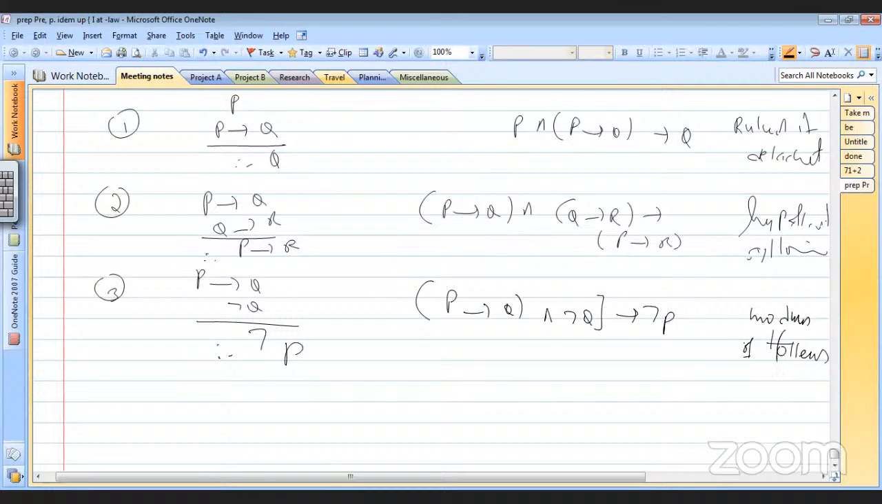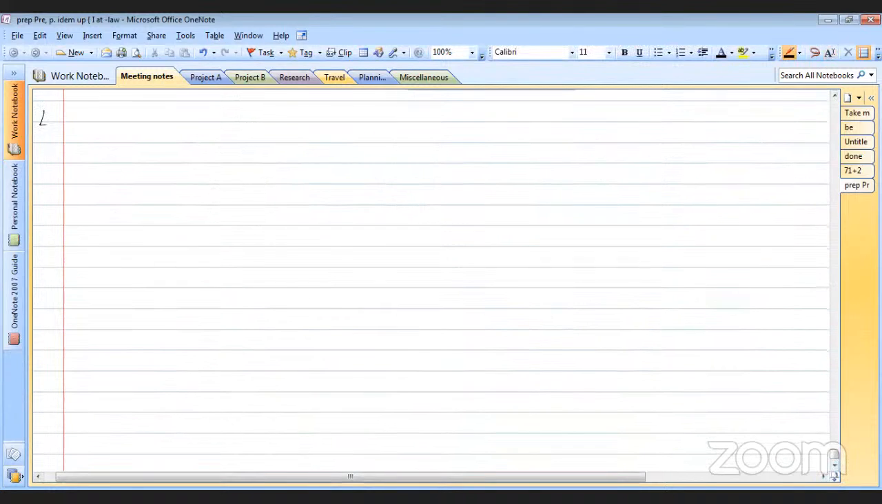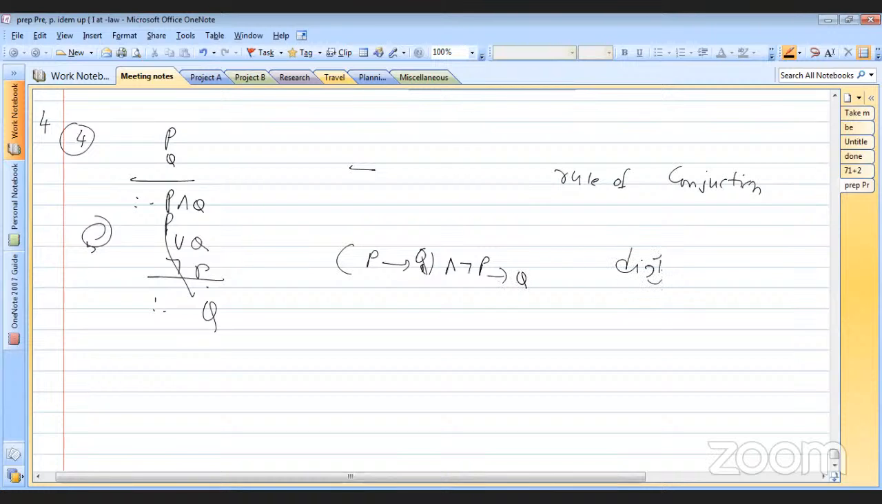Then we will learn the fourth condition: P, Q, therefore we can write P and Q. This is the rule of conjunction. Then fifth, P or Q and negation of P, therefore Q. I already told that. This is called disjunctive syllogism.